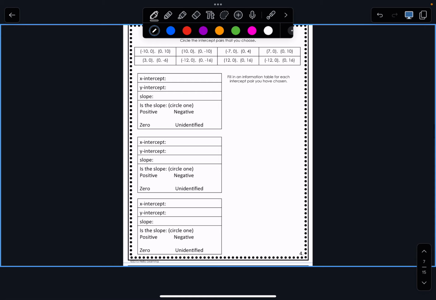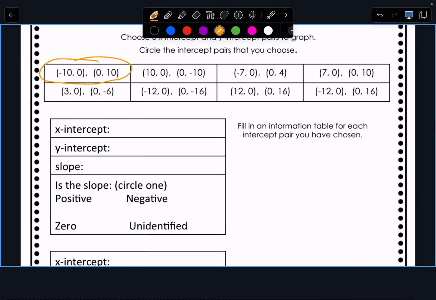Okay? On the back, you're going to graph 3 lines, but you're going to graph them from the coordinates. Okay? So, Carlos, I just want you to pick one of these sets of coordinates. The first one? Okay. I want everybody to circle the first set of coordinates. And what you're going to do, you're going to write the first coordinate and then the second coordinate.